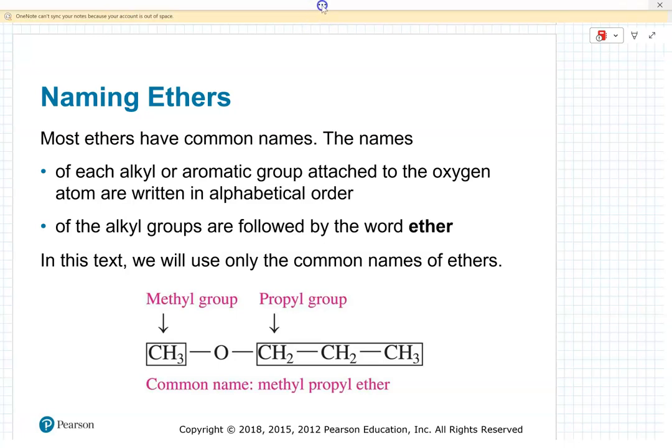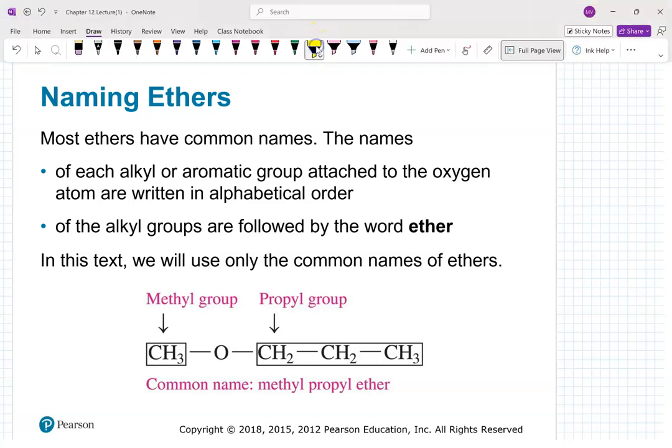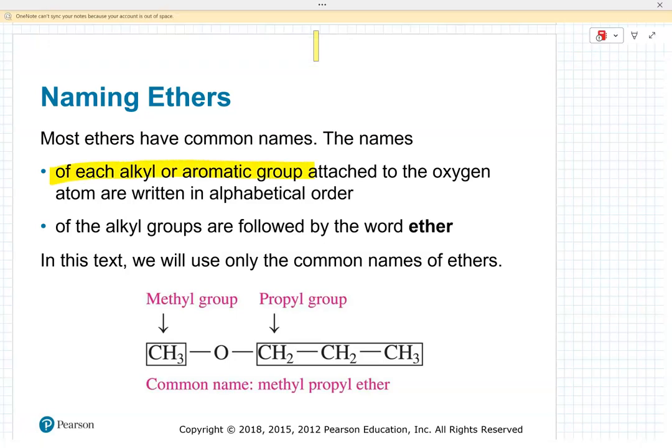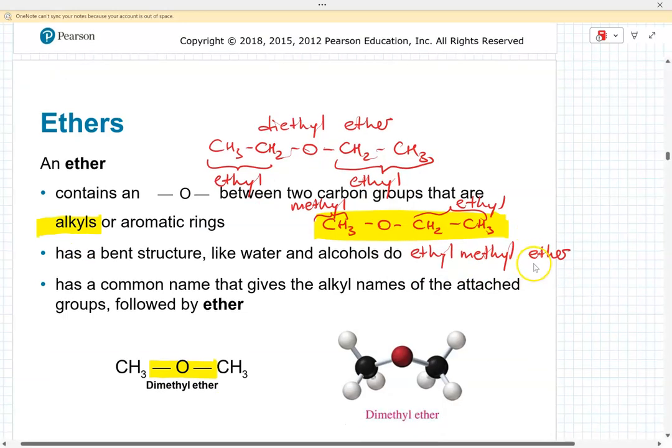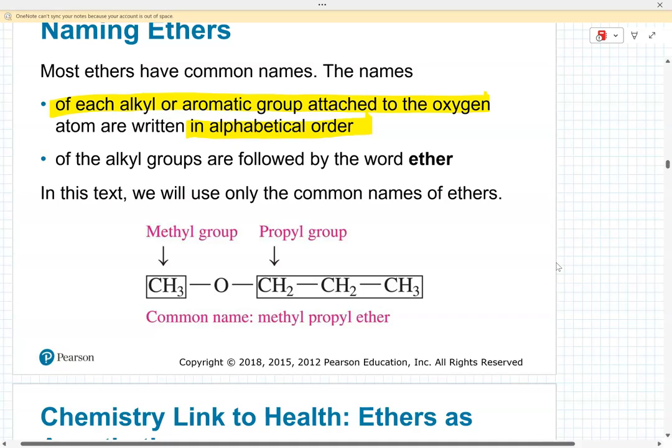What I want to highlight, and it's something that you must know: the alkyl or aromatic groups that are attached to oxygen are written in alphabetical order. So up here, I named this molecule ethyl methyl because ethyl comes first alphabetically. When you go here, it's methyl propyl because methyl comes first alphabetically. Does that make sense?